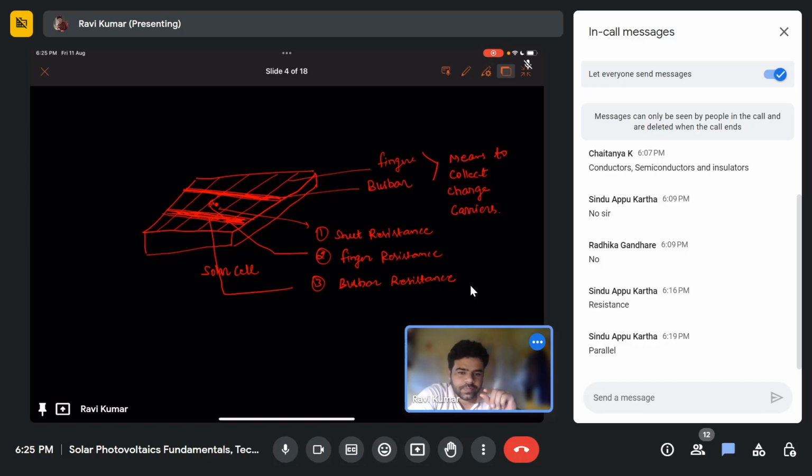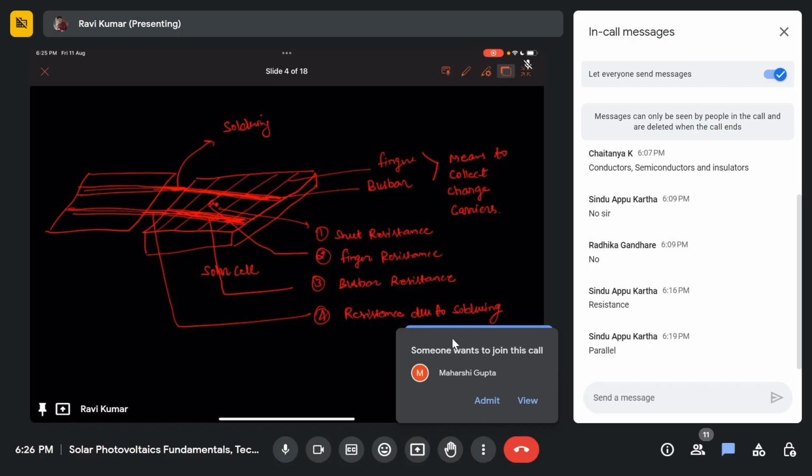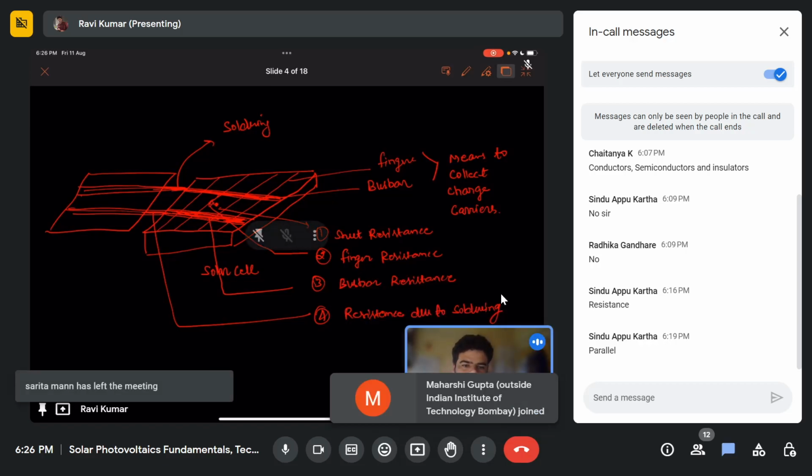Then there are some interconnects, like one cell after another, and the bus bars are connected here. So these are soldered. Soldering is here. So the fourth one is resistance due to soldering. And these are the things.